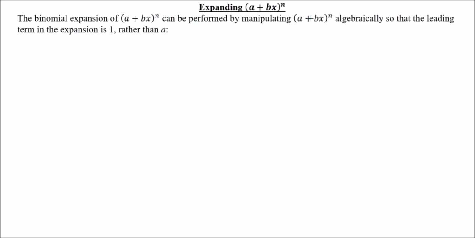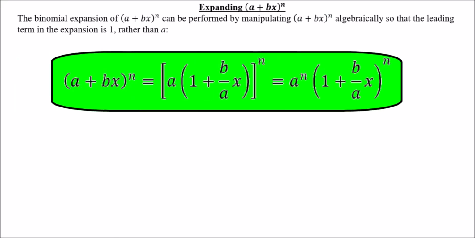So all we need to do here is actually fairly simple. We just have to factorise out the a before we expand to the power n. So it's something along these lines. We have a plus bx to the n. Factorise out the a. So we have a brackets 1 plus b over a x. All of that is the same as a plus bx. So we do all of this to the power n. Then we do a to the power n first, then these brackets to the power n next separately.